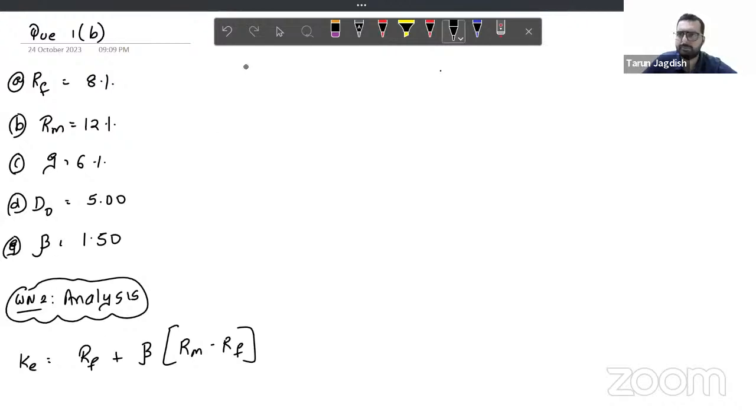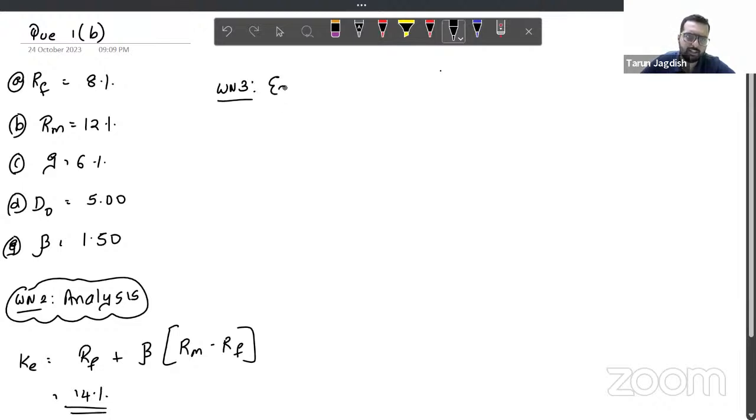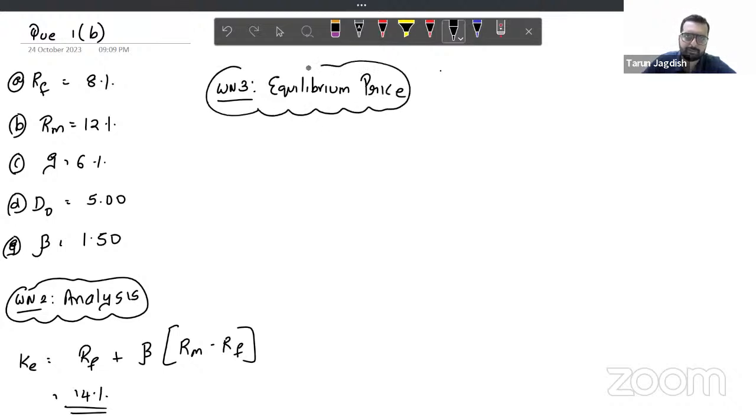One moment. I have muted all of you. Okay. Yes. Do you get the answer as 14% over here, friends? All right. So once you get the CAPM written as 14%, working note number 3, I will write down what will be your equilibrium price.